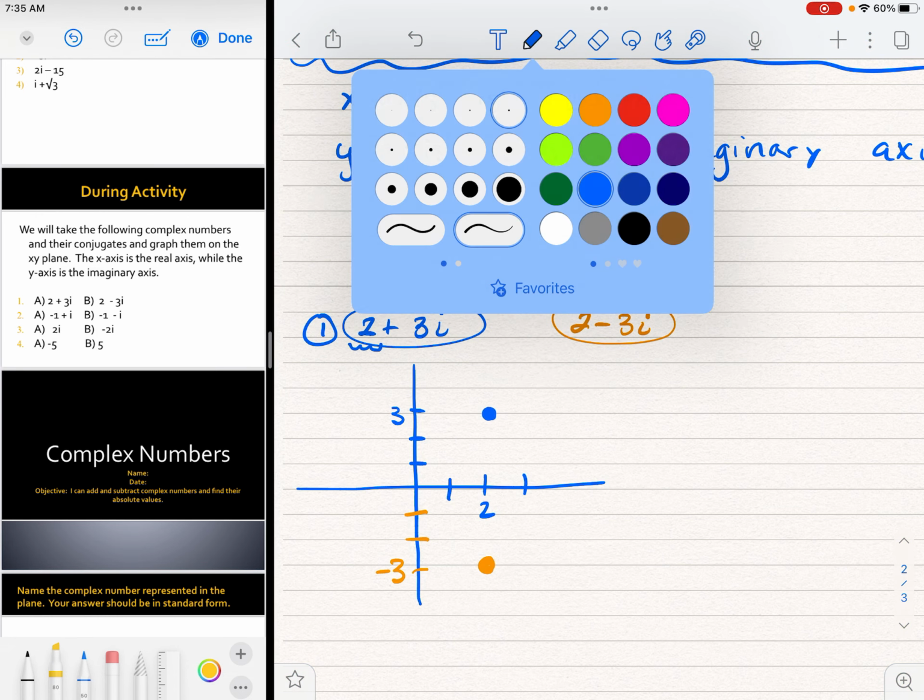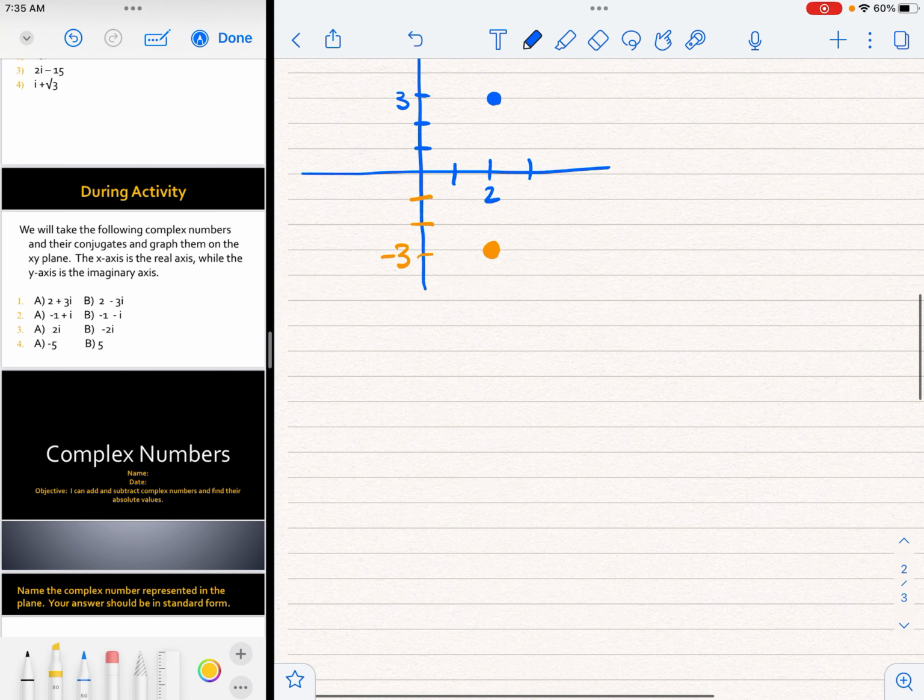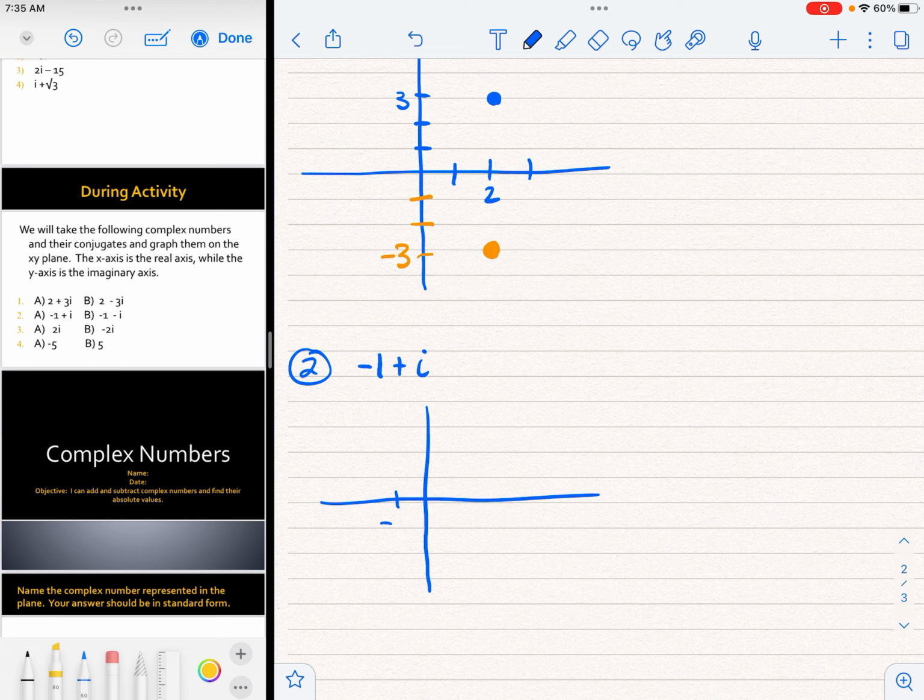Let's look at some other examples here. Let's look at number 2. We have negative 1 plus i, and we're going to graph this. That's negative 1 on the real and positive 1 on the imaginary. So this point here would represent negative 1 plus i, remember there's an understood 1 in front of the i. Let's change to our orange color for negative 1 minus i. This is going to be at negative 1, negative 1.